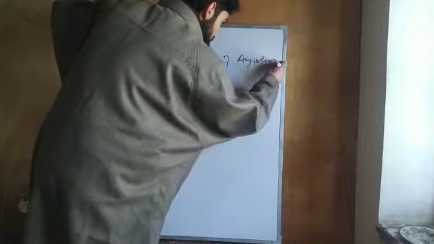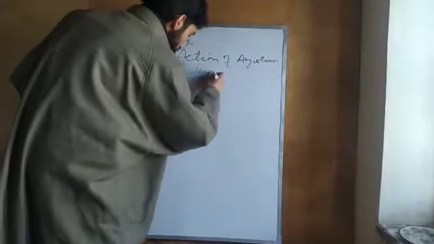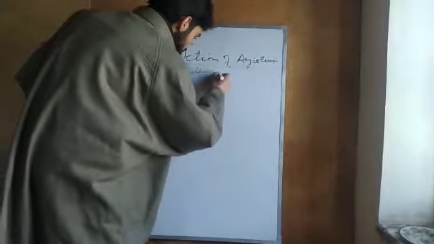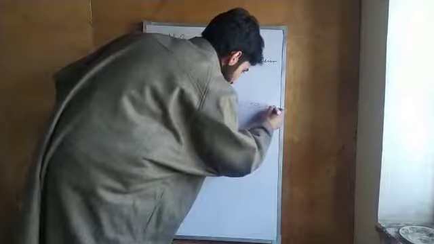Action of angiotensin. So first here we will discuss about angiotensin first. What is the action of angiotensin first? It is physiologically inactive. It is present inside our human body, but it is inactive. It is in inactive form.